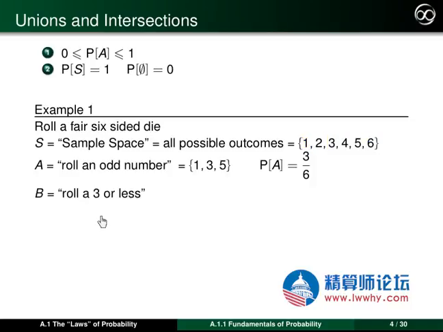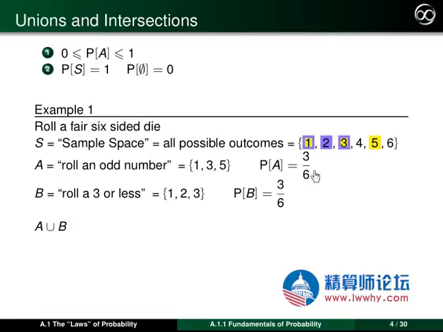Let B be the event that I roll a 3 or less. So it's the numbers 1, 2, and 3, which I'm highlighting here in blue. What's the probability of B occurring? Well, there are 3 outcomes that result in B. There's 6 total outcomes. So probability of B is also 3 divided by 6. All right, now what about A union B? Well, I'm going to color everything that was in A in yellow, color everything that was in B in blue. What's A union B? It's everything that is yellow and or blue.